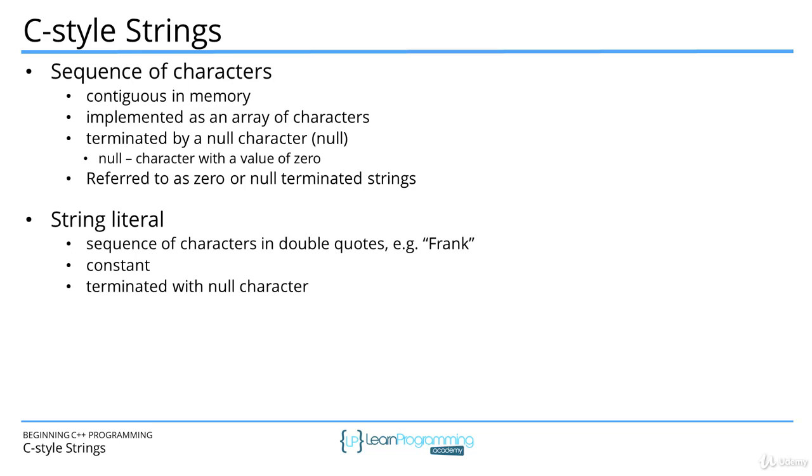C-style strings use a sentinel value that marks the end of the string. The null character is used, which is equivalent to the integer 0. So, C-style strings are often referred to as zero or null terminated strings.